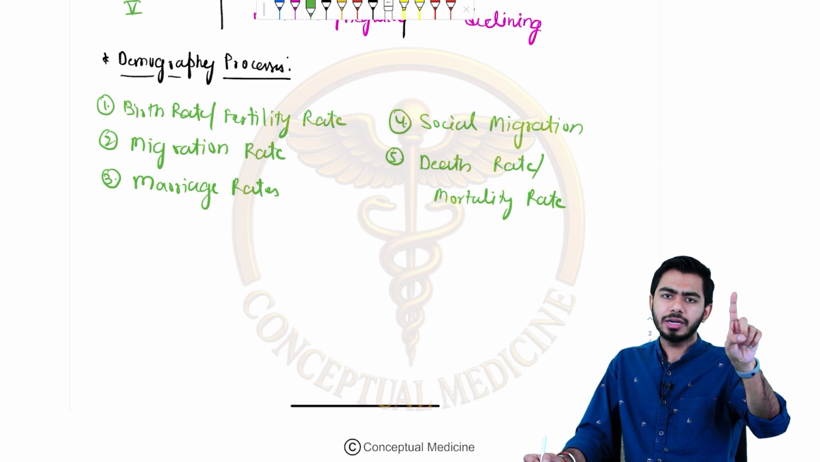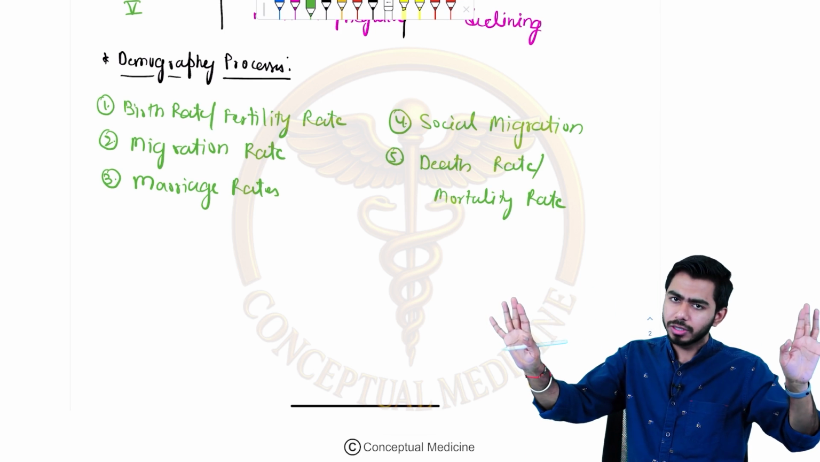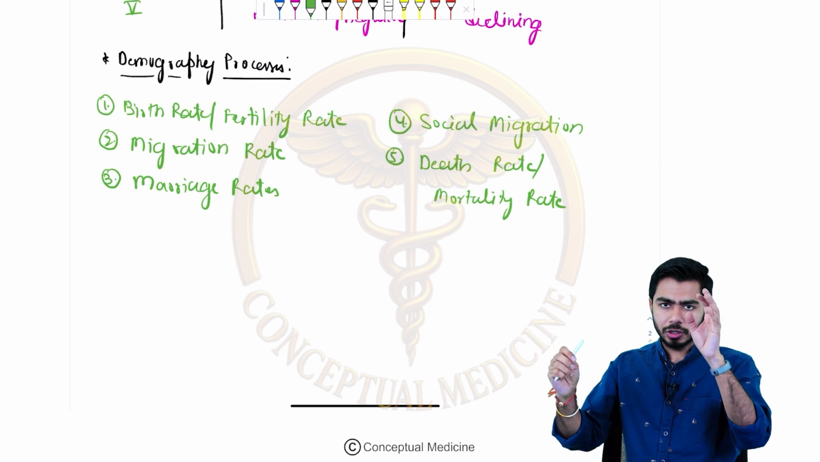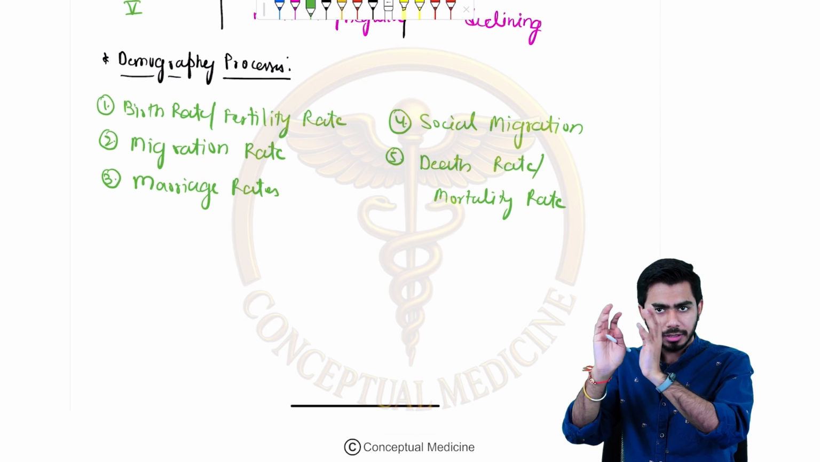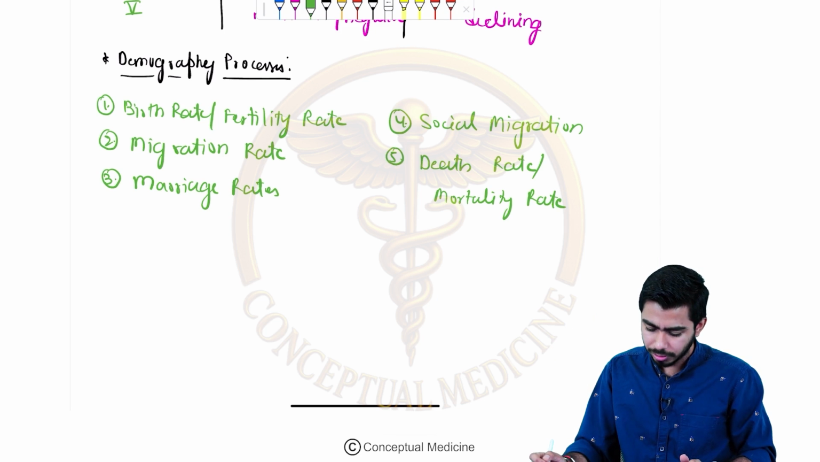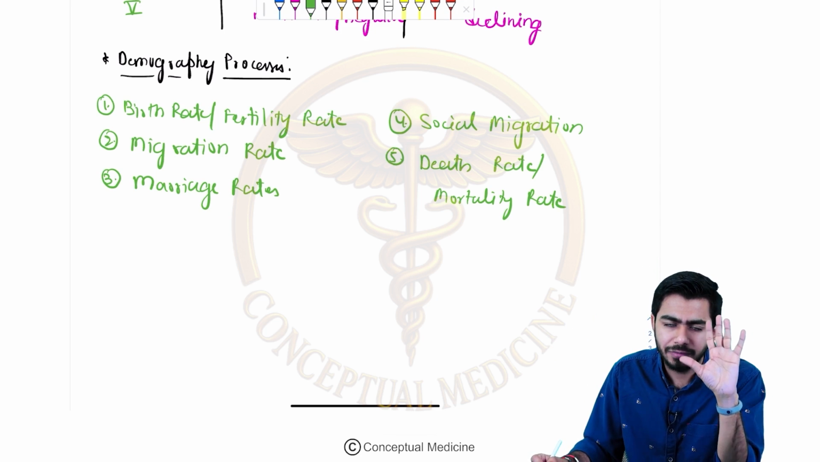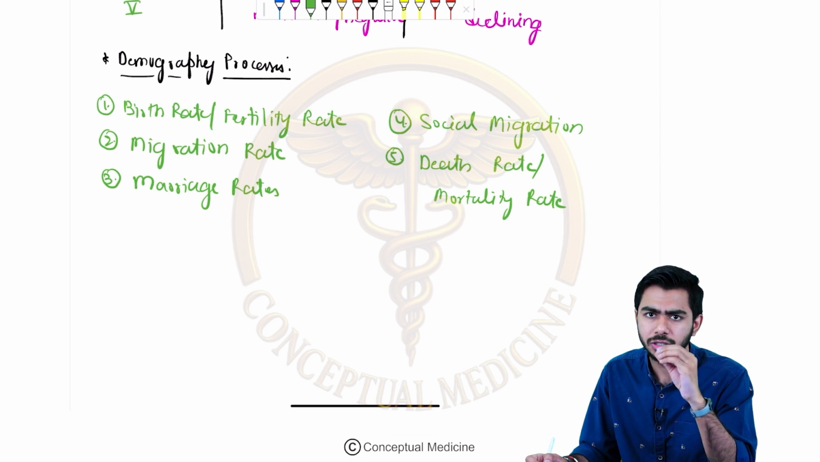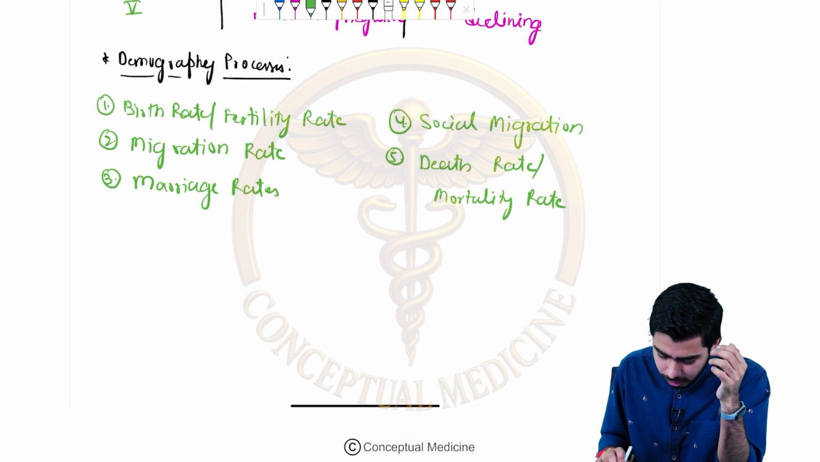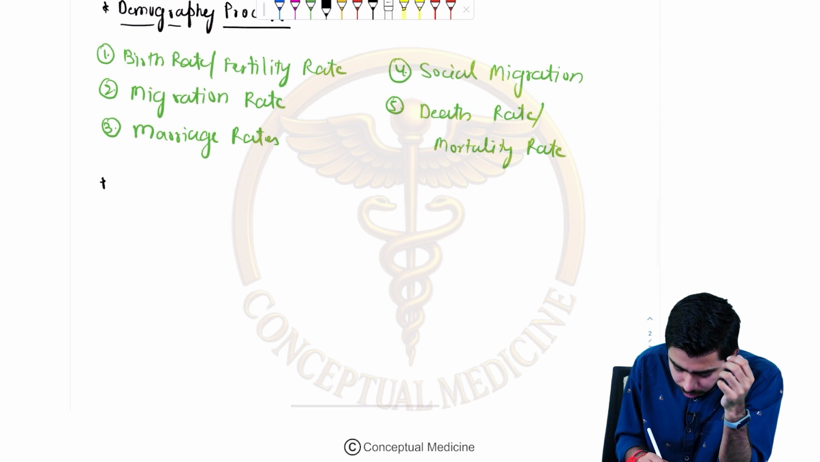So birth rate, death rate, it is very simple to understand. In between there could be migration, marriage rates and social migration. These are the 5 components, the 5 demographic processes we are talking about. Very, very important. Which of the following is not a demographic process? This kind of MCQ might be asked. Next point over here is, what is annual growth rate?